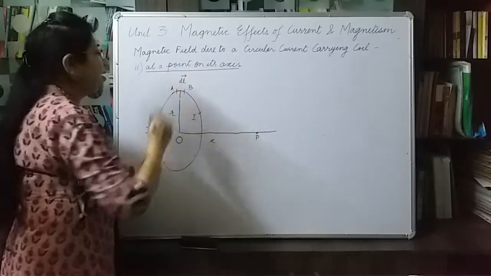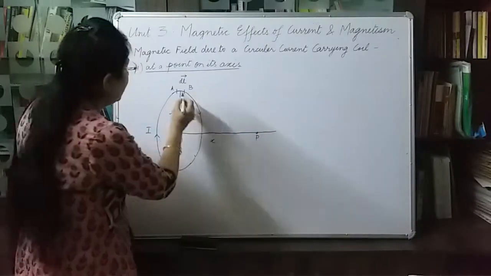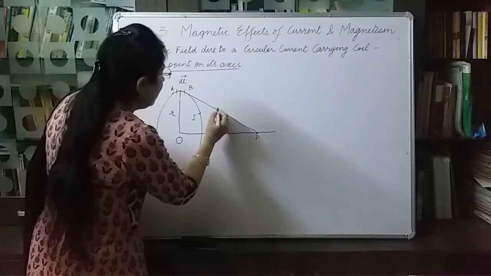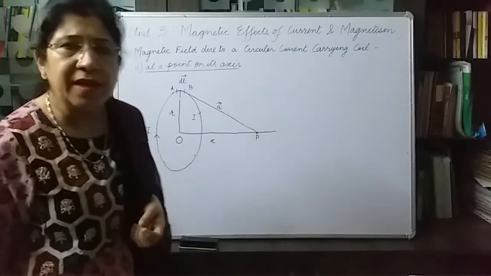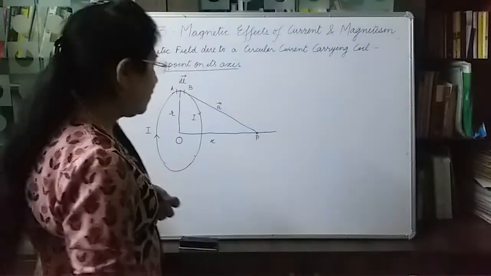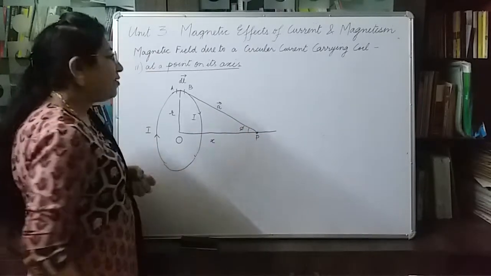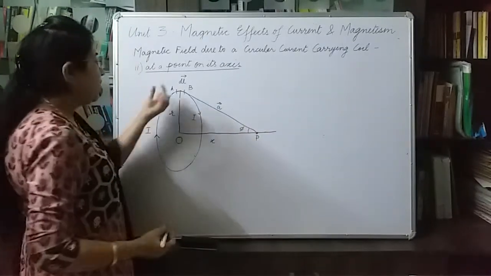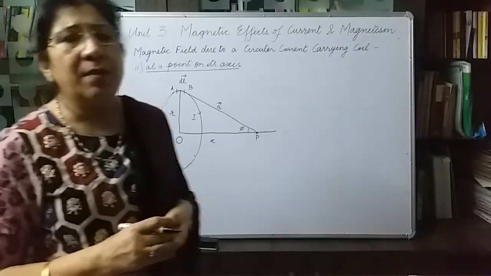of length dl. The distance between the current element and the observation point P, let us draw the position vector and let this be a. The position vector, let it be a, and the angle between the position vector and the axis, let us take it as phi. We want to find the magnetic field at P due to the current element AB. Let us apply Biot-Savart law.